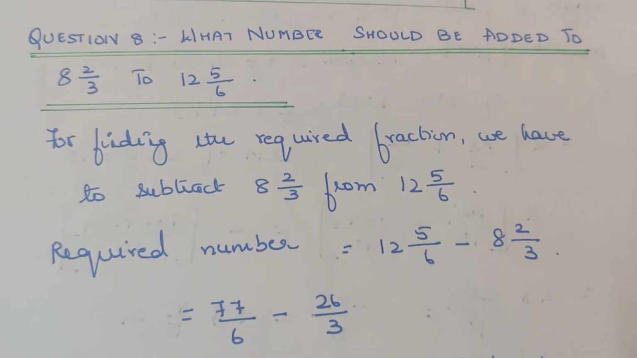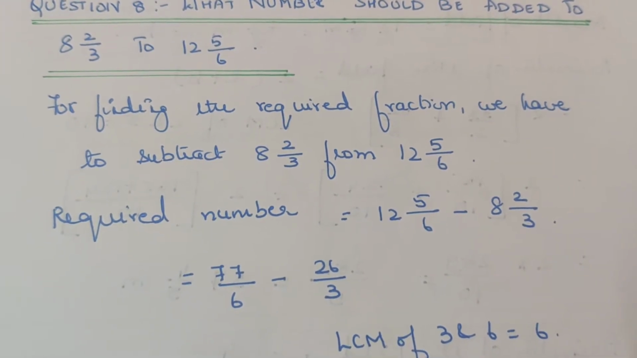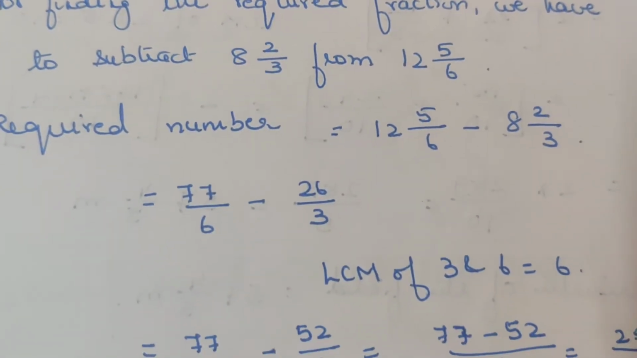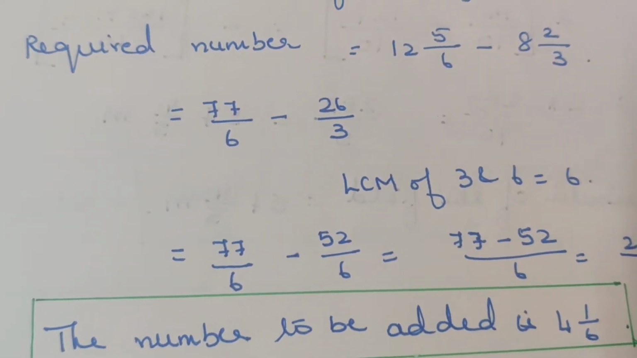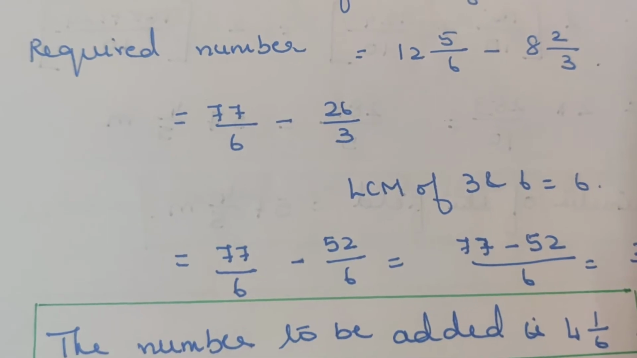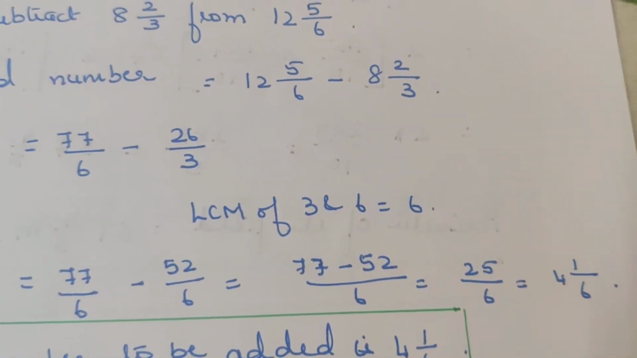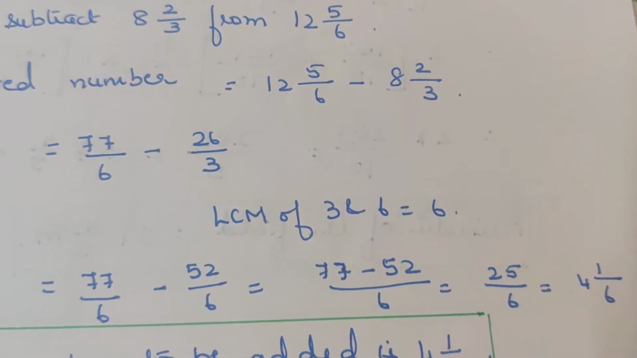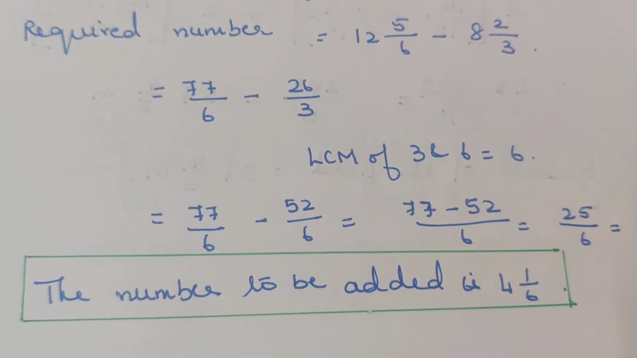Now converting the mixed fractions, you get 77 by 6 minus 26 by 3. Alright, the LCM of 3 and 6 is 6. On simplification, you get 77 by 6 minus 52 by 6. That is equal to 77 minus 52 by 6. That is equal to 25 by 6. That is equal to 4 1 by 6. Therefore, the number to be added is 4 1 by 6.